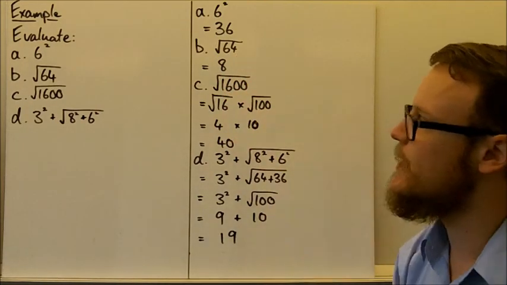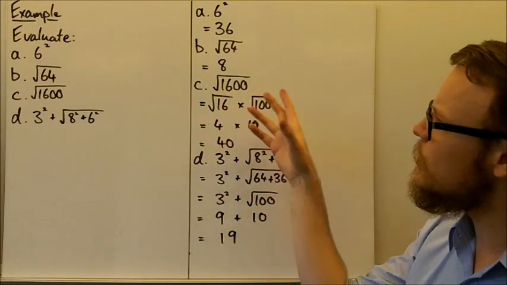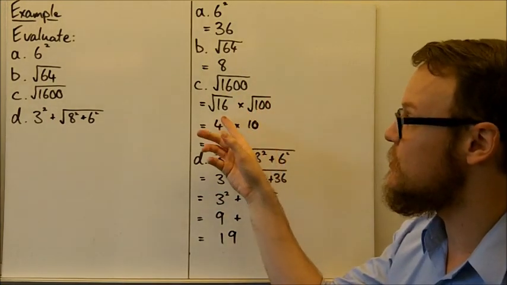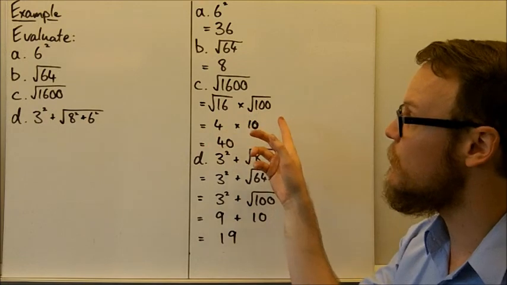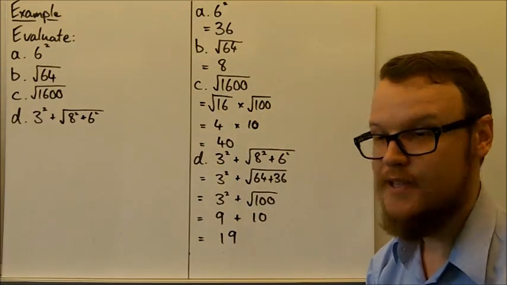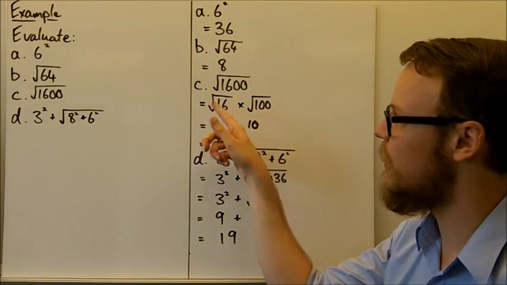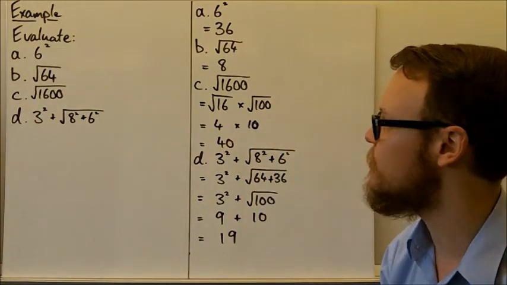This one's a bit trickier. The square root of 1,600. So that's exactly the same as the square root of 16 times the square root of 100, because 16 times 100 is 1,600. So I can evaluate those individually and then multiply them together.